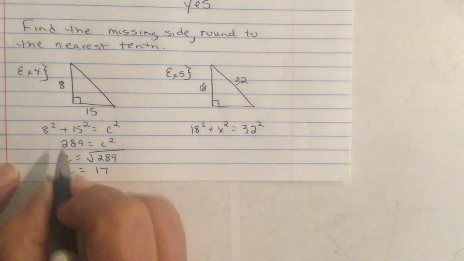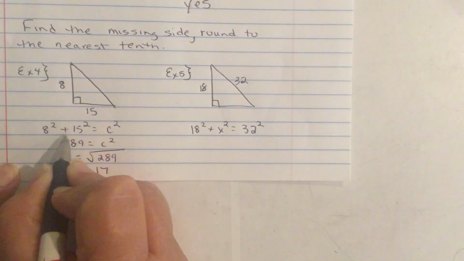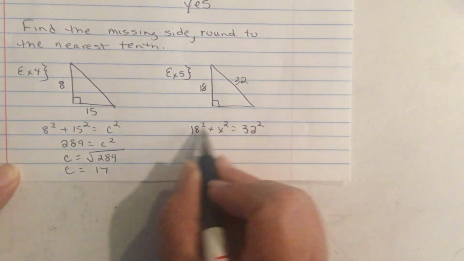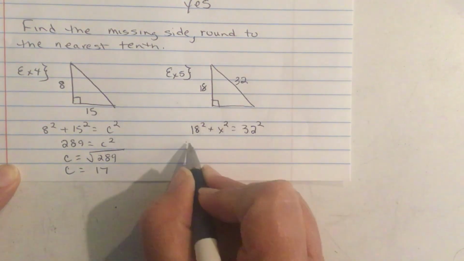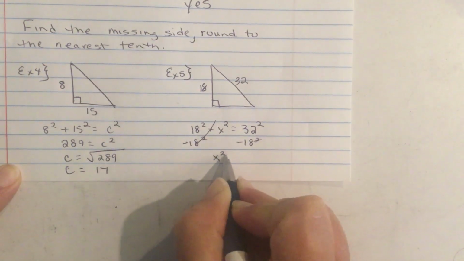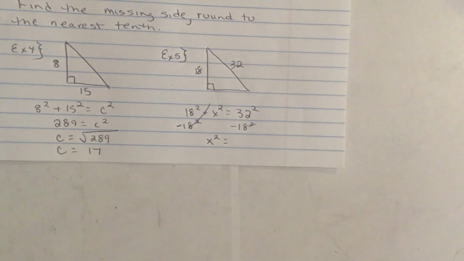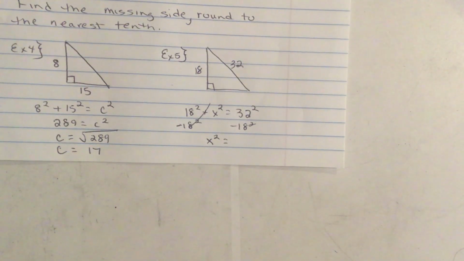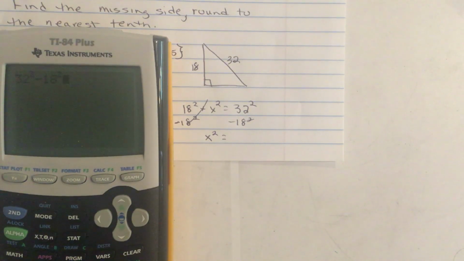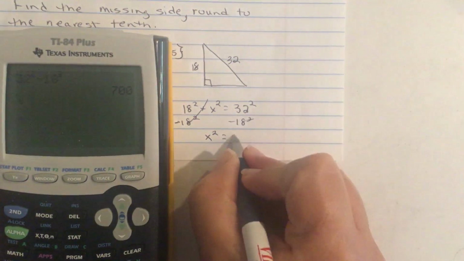Notice on example 4, the numbers were side by side, so we added them. In this case, they are not. They're on opposite sides of the equal sign. So you must subtract the 18 squared. Notice I am not subtracting 18 from 32. I'm subtracting 18 squared from 32 squared. So when I enter that in the calculator, I will do 32 squared minus 18 squared. Should look like this on your calculator. I will hit enter and get my answer.